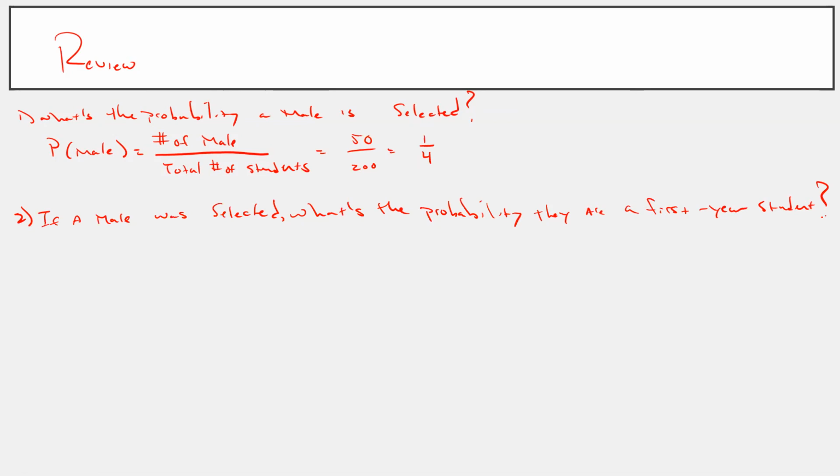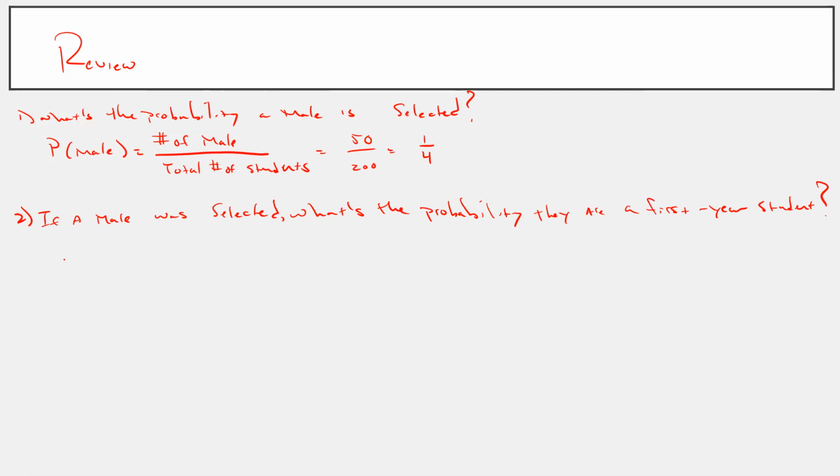You're not given that they're first year, right? So what did I say? If a male was selected, so you're given that they're a male. Does anybody remember, when you're given a piece of information, what type of probability this was, what we called it? It started with a C. Ended in unditional. Nobody found that funny? Okay, thank you. Yeah, this was conditional probability.